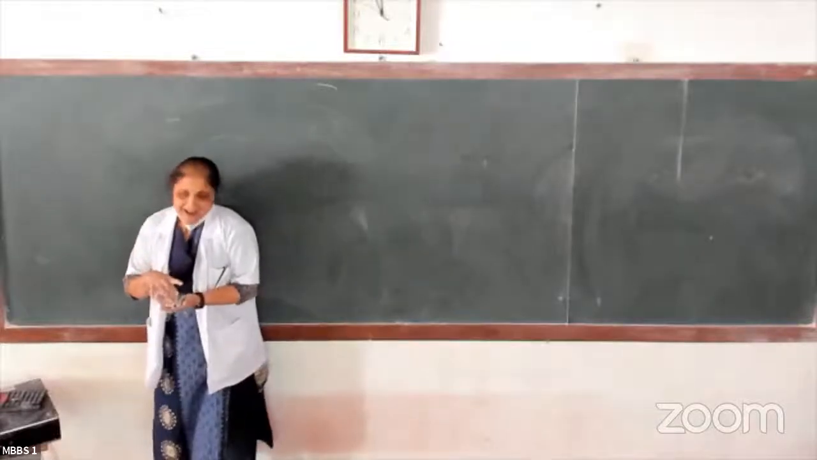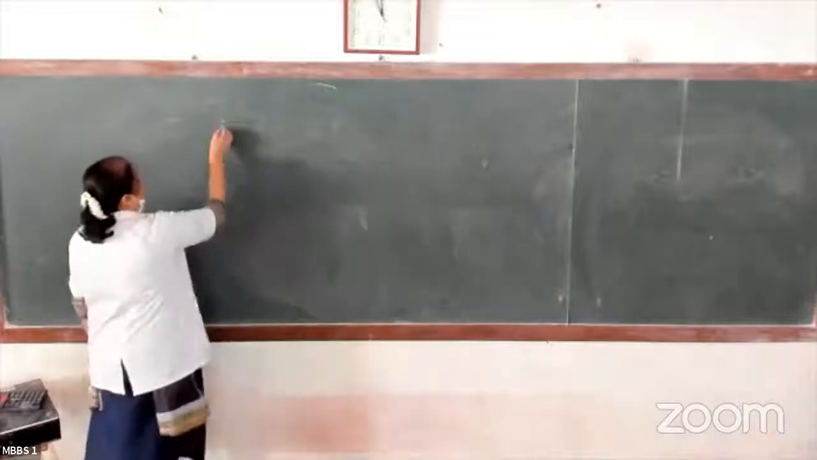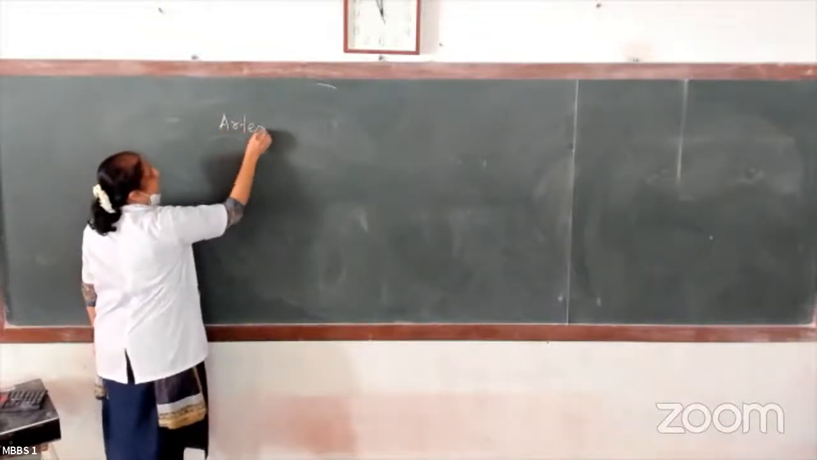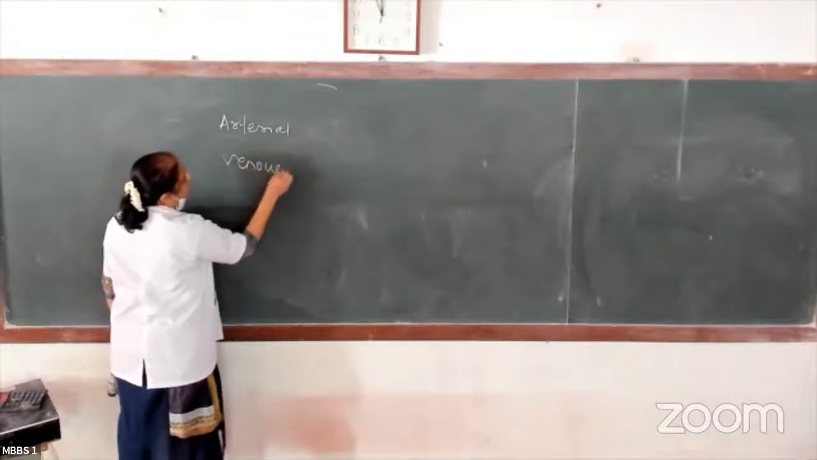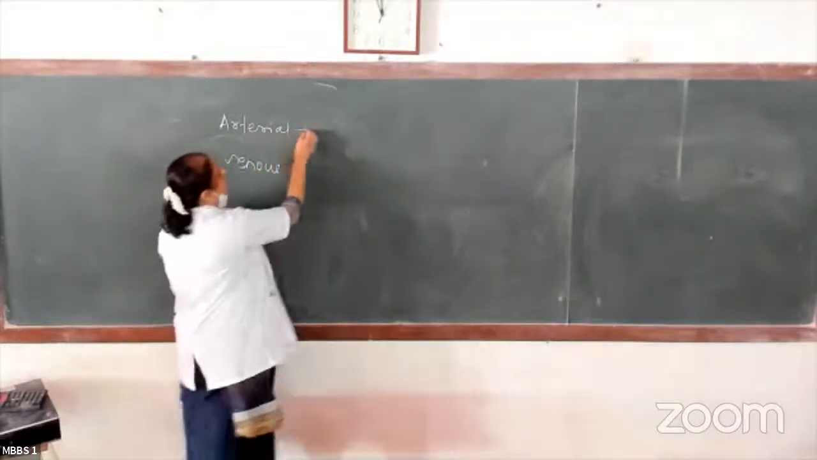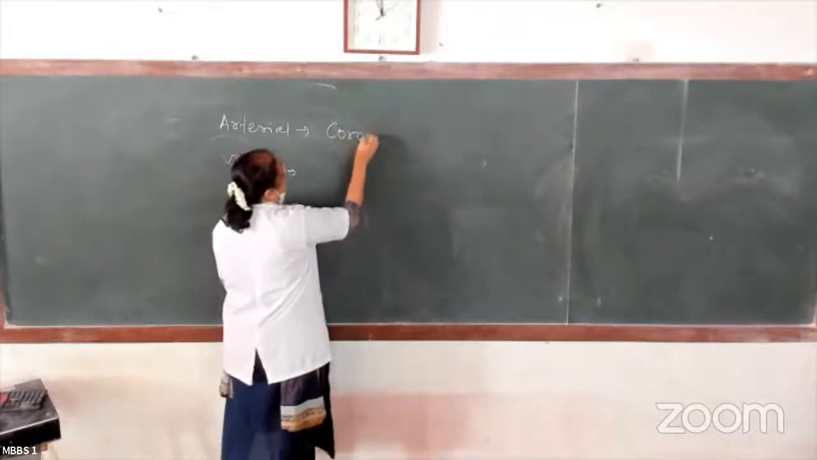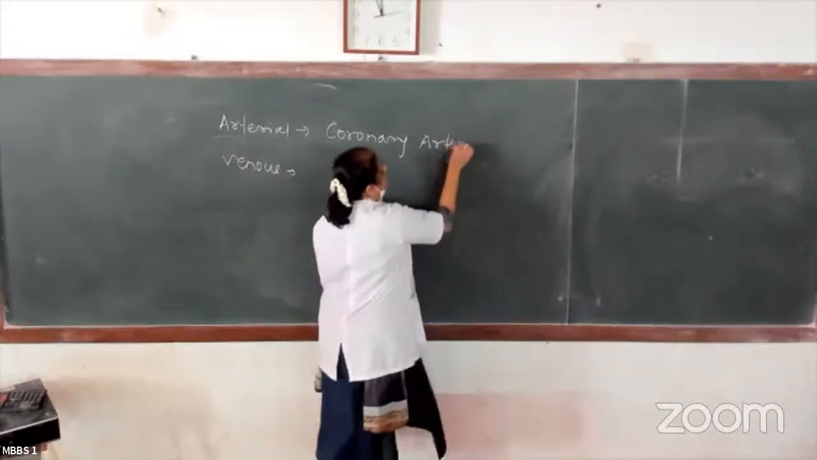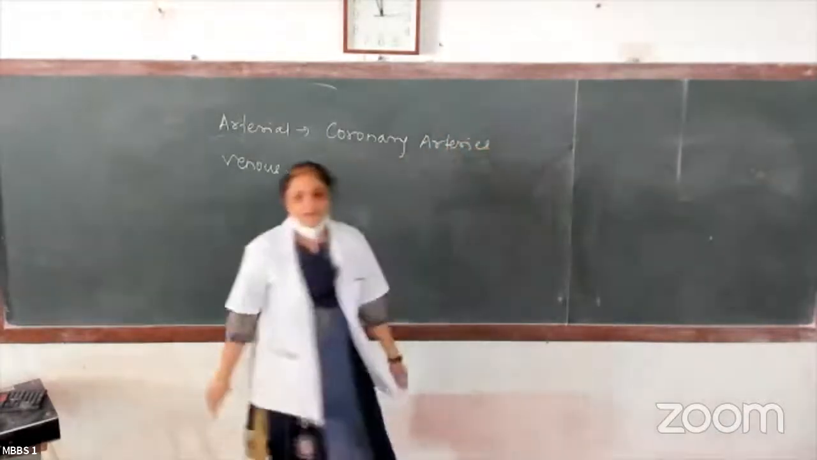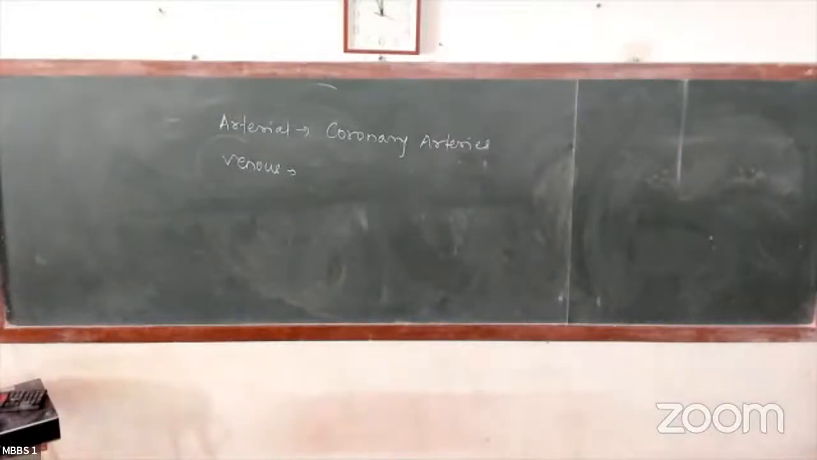In the heart, the blood supply is mainly the arterial supply, and the venous drainage we are also going to cover. In the arterial supply, the arteries supplying the heart are nothing but the coronary arteries, and the coronary arteries are called the largest vasa vasorum in the body.